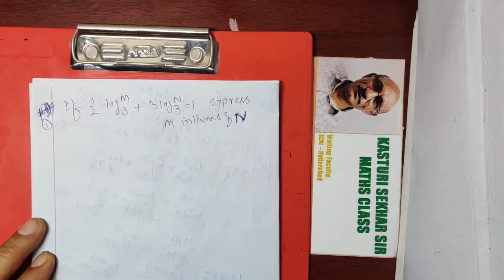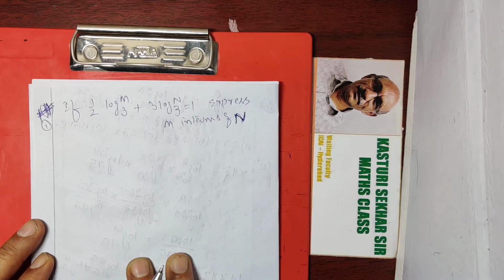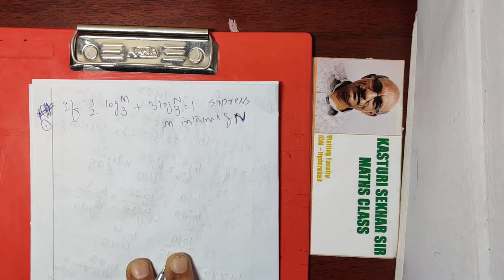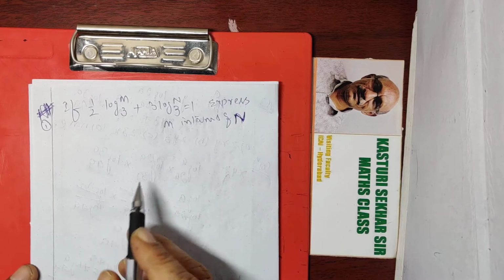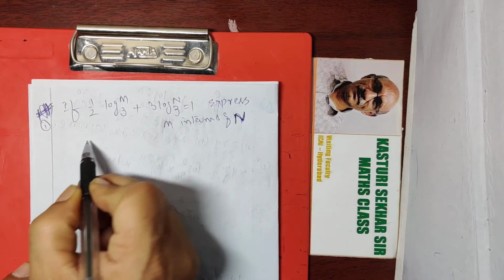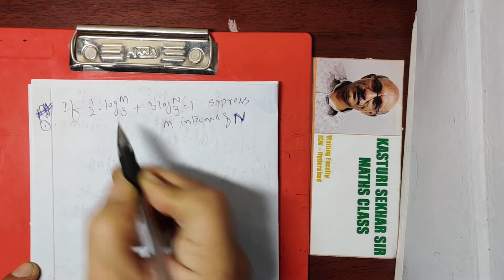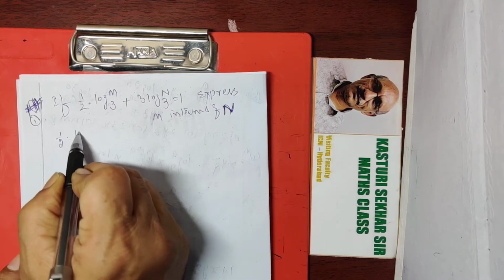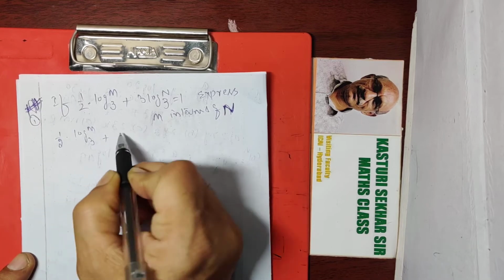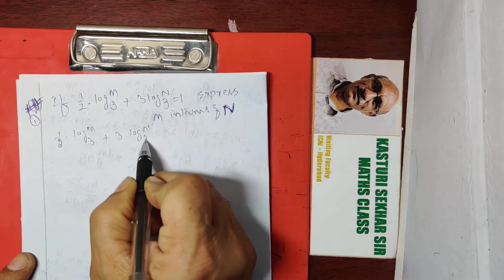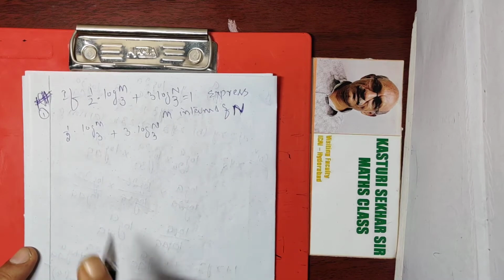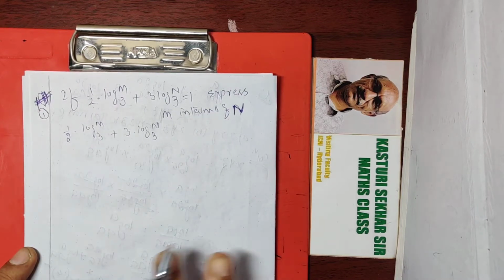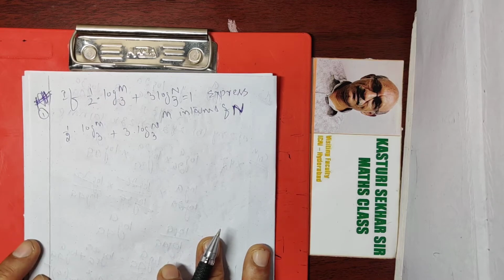Question number 1. If 1 by 2 into log m to the base 3 plus 3 into log n to the base 3 is equal to 1, then express the value of m in terms of n. Now the bases are the same. This is b into log a. The given question is of the type 1 by 2 into log m to the base 3, 3 into log n to the base 3. The given problem, here it is b log a. b log a can be written as log a power b.